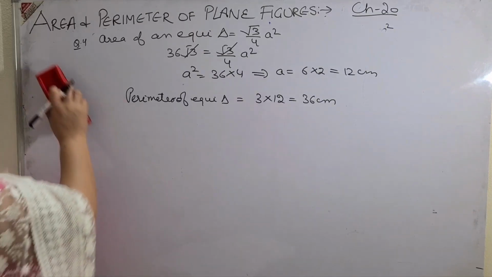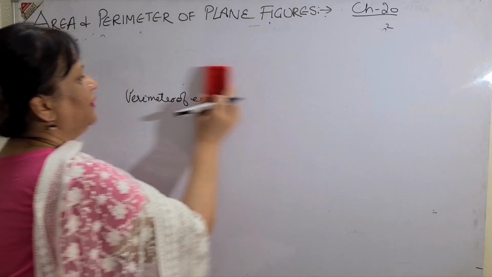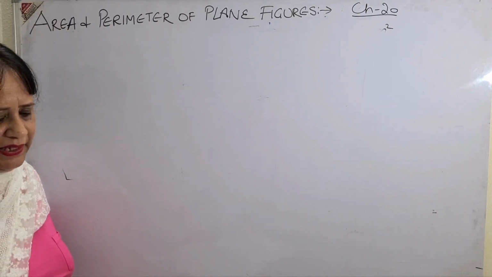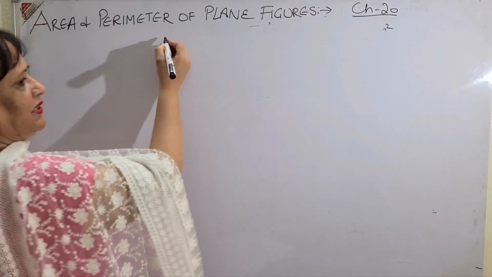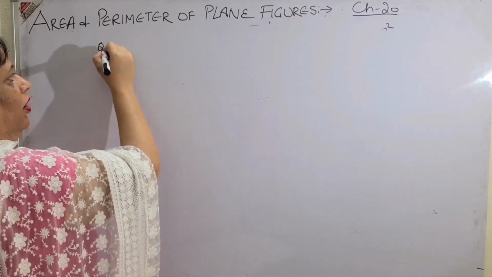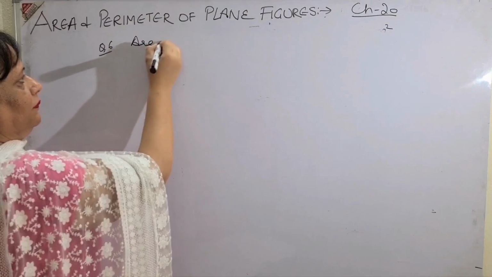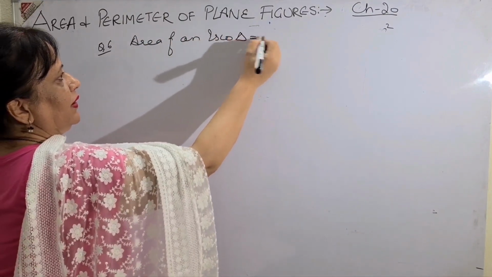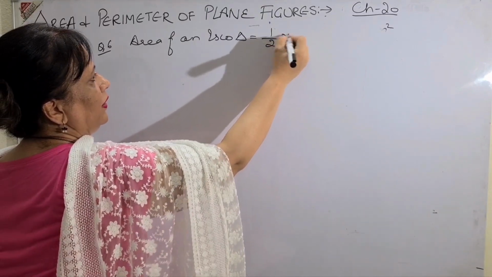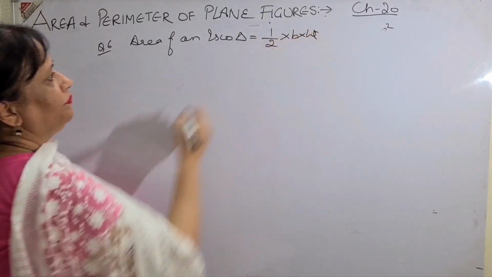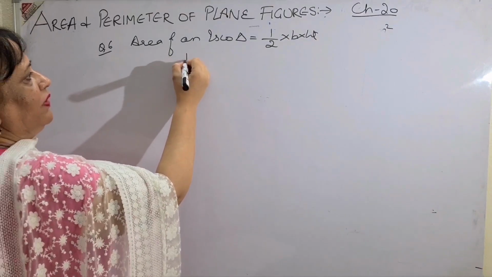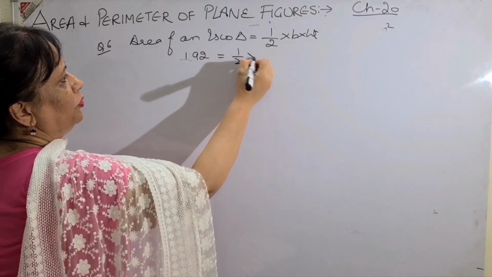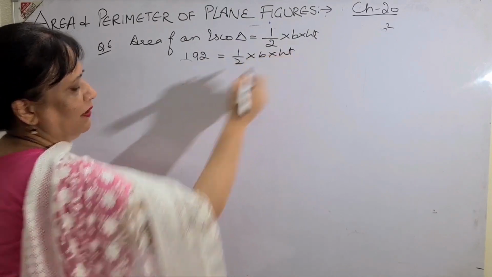Then come to question number 6, a little different one and very easy also if you follow the concepts. They have given you the area of an isosceles triangle. The area of an isosceles triangle is half into base into height. The area is given to be 192. Now let's make the figure.